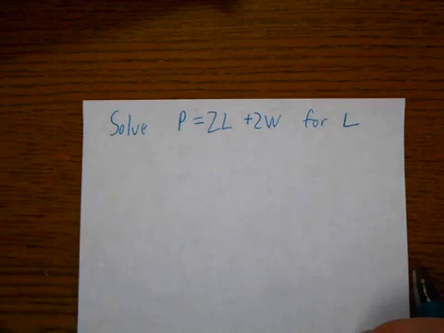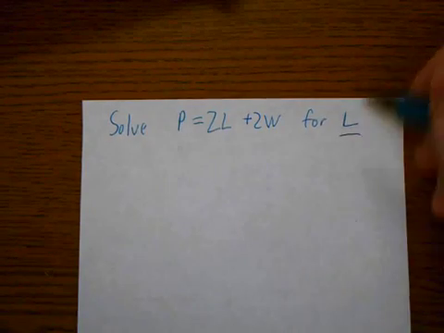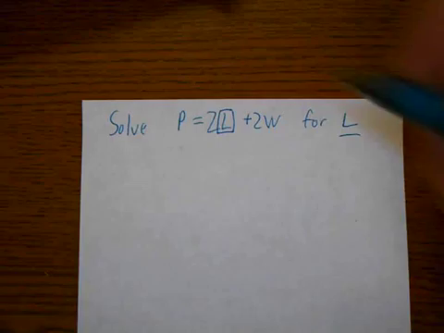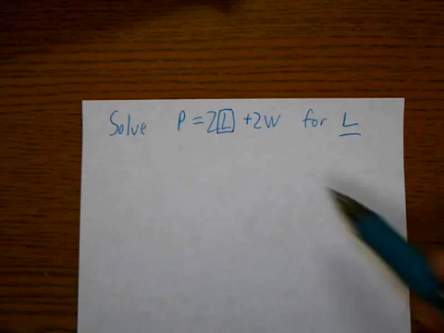The first thing I want to do in one of these problems is pick out which variable I'm solving for. In this case, it's going to be L. So I'm going to put a box around that so I know that that's the variable I'm trying to get by itself. Now, even though we don't have numbers in each situation, we follow the same steps that we would do to solve a regular equation.